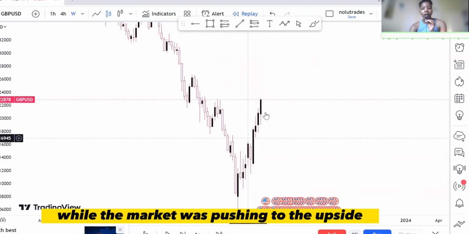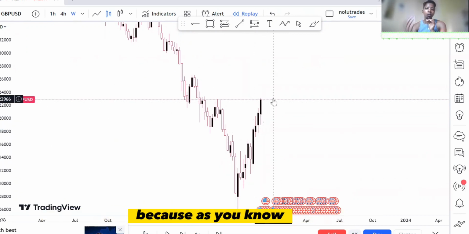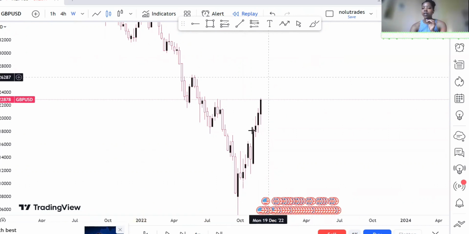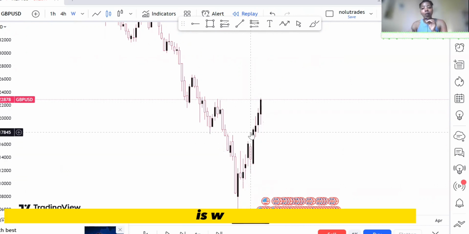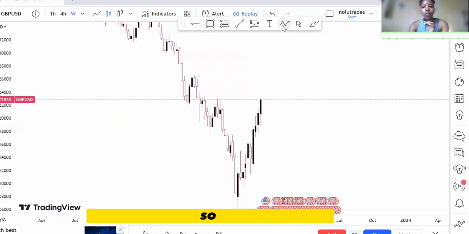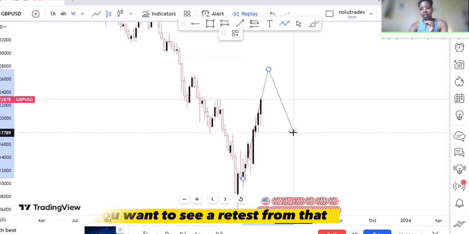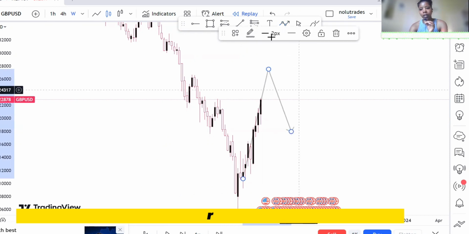Whilst the market was pushing to the upside, it's leaving orders on orders on orders, because as you know, the market has to balance. So this is where we get excited, because we know, oh my God, if this is what they left behind, that means they're going to come back there, right? So what you want to see is, number one, do not look at the order block. You want to see a retest from that, right?